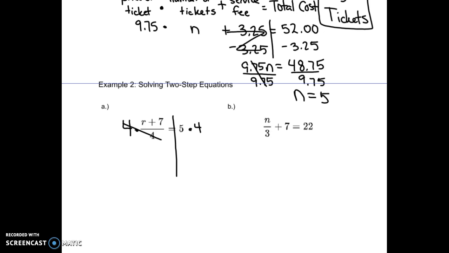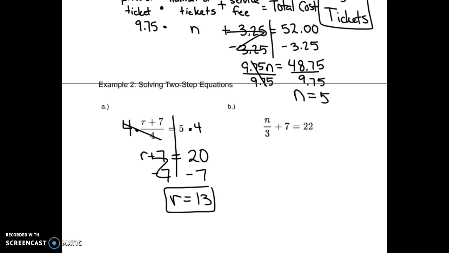I can cross these ones out, so I'm left with R plus 7. 5 times 4 is 20. Now I have a one-step equation. I needed to get rid of that plus 7, so I'm going to subtract 7 from both sides. So R is equal to 13.